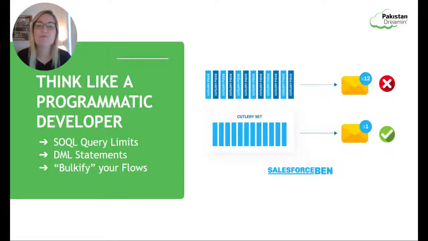So we can relate this back to our previous discussion on collection variables and DML statements. Instead of posting 12 pieces of cutlery, which in Flow would be 12 DML statements, why don't we package them up in one cutlery set and post them once, one DML statement? I hope this has given you a little bit more clarity about some of those flow concepts and shown that we can learn them. We just need the right context to do so, the right examples.